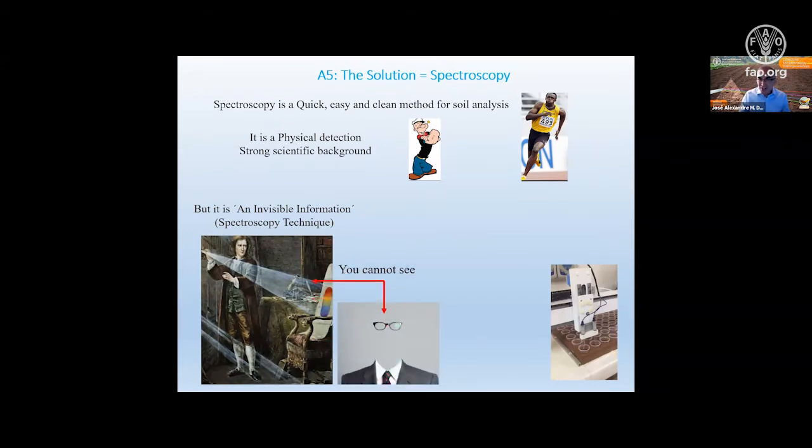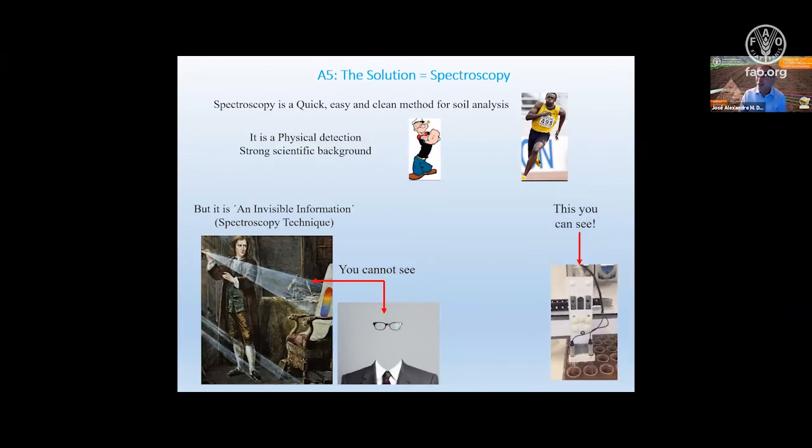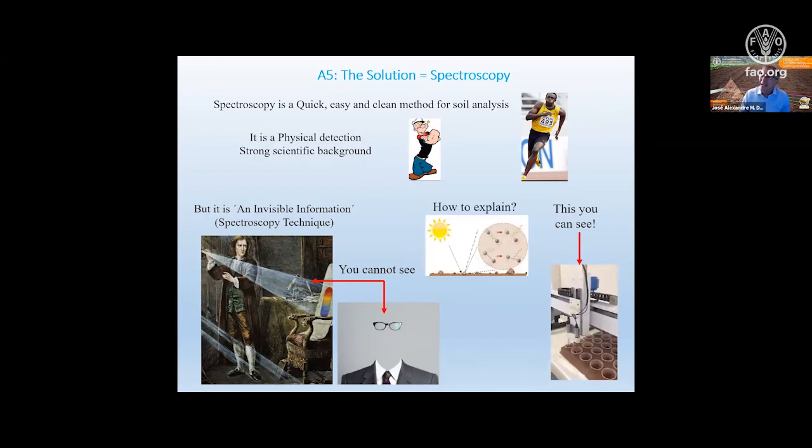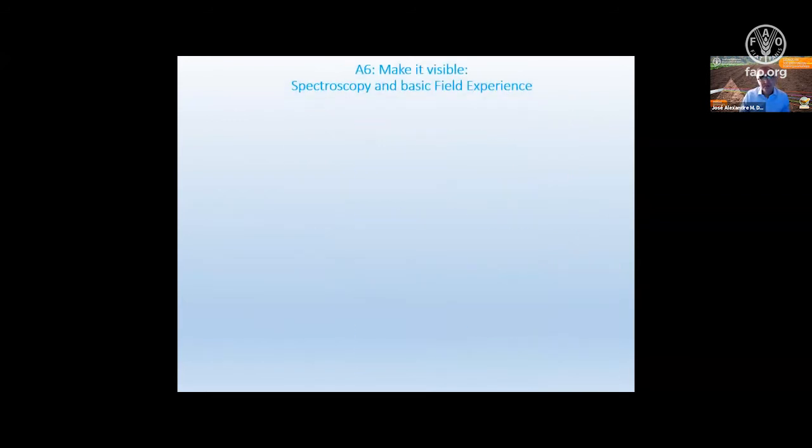You cannot see this, but usually the wet laboratories can see what they are doing. So this is the issue. How do we explain it to them? Okay, so make it visible. Make it visible is what I call spectroscopy and basic field information. Yes, I had to gather a lot of field information to show spectroscopy.